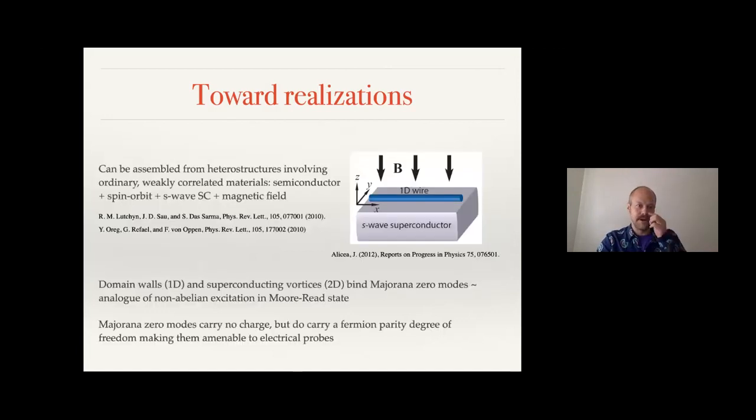These systems are fortunate to be, at least in principle, assembled from heterostructures involving ordinary, weakly correlated materials, such as semiconductors with spin-orbit coupling, S-wave superconductors, and local magnetic fields. Now, although the Majorana zero modes are charge neutral, they still carry a fermion parity degree of freedom, which makes them amenable to electrical detection and electrical probes.